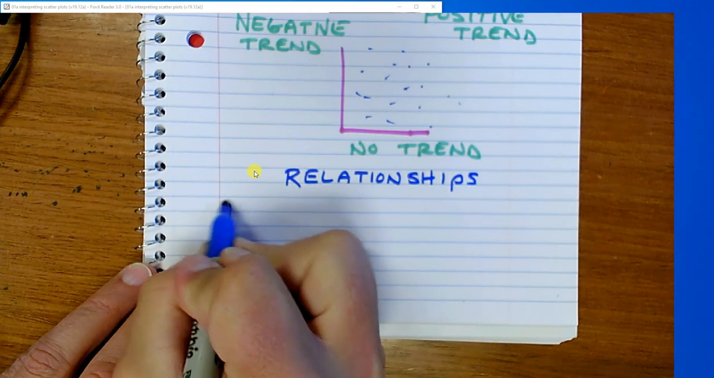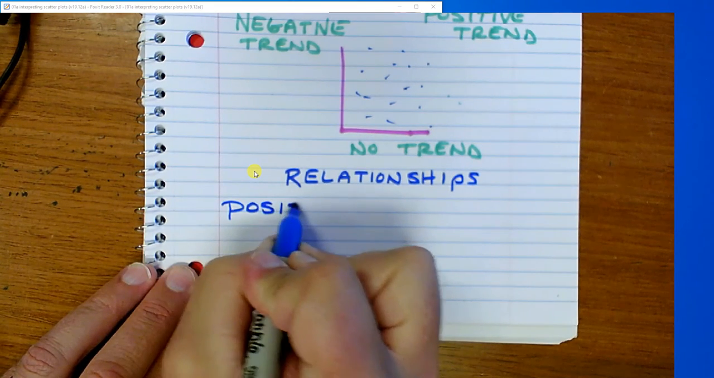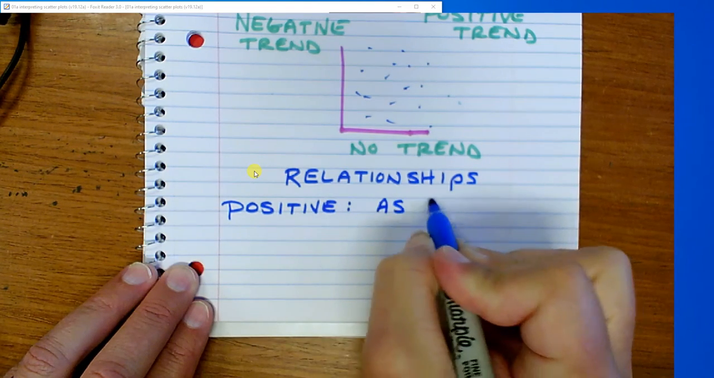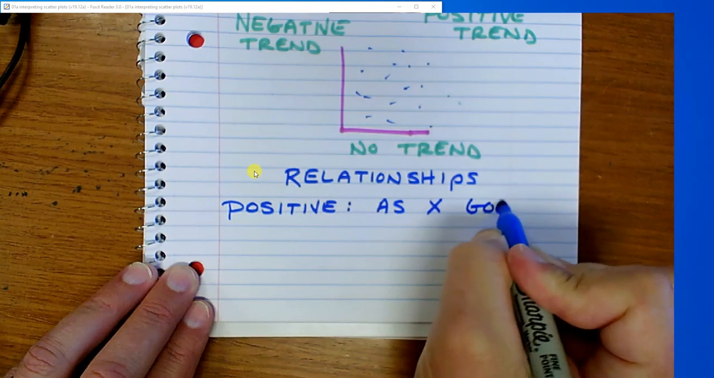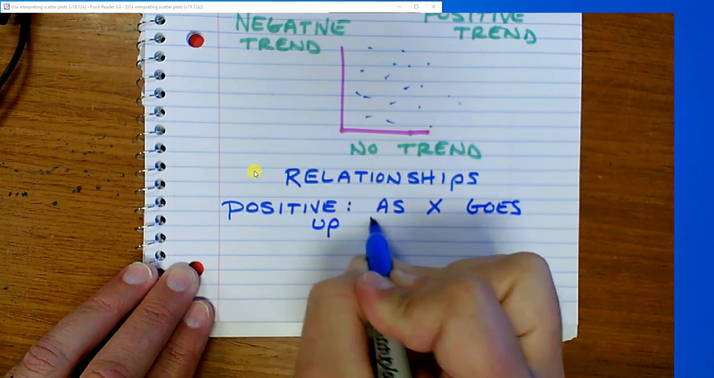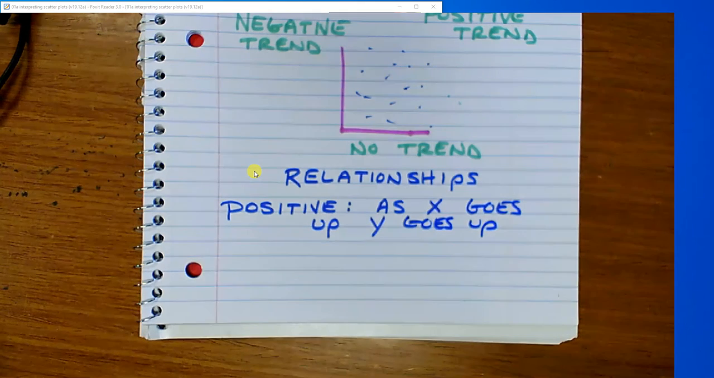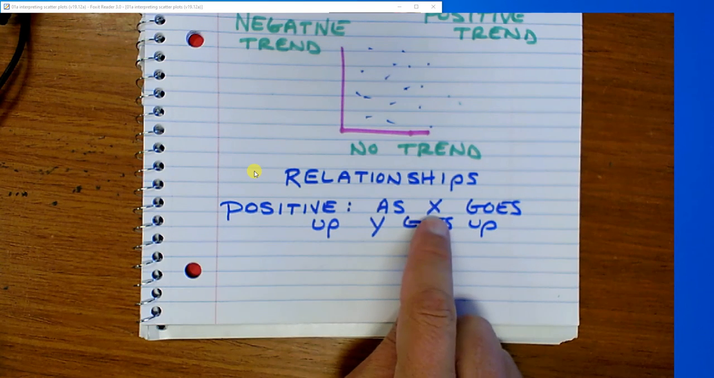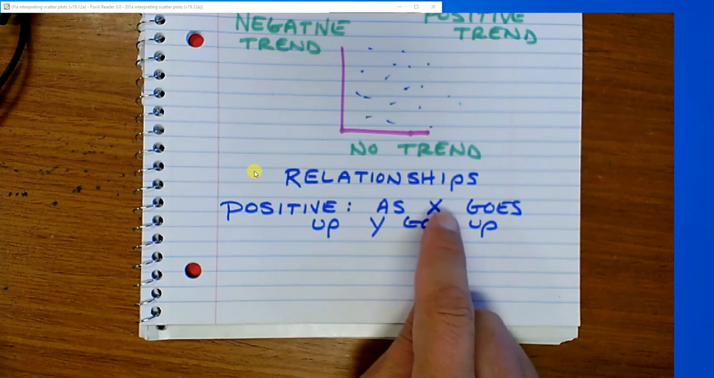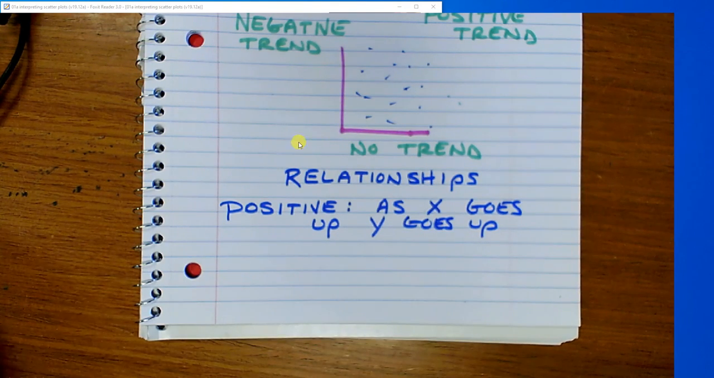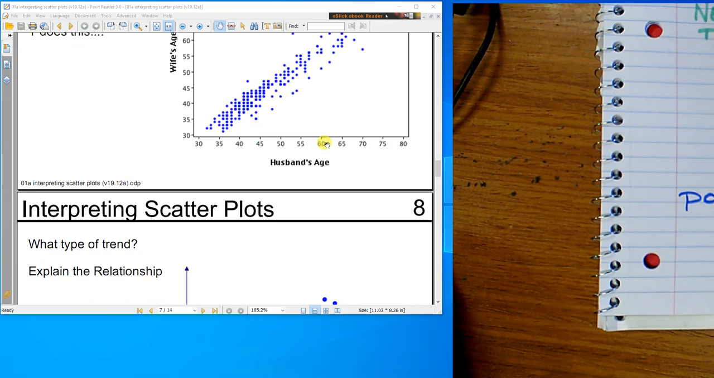So for positive, as x goes up, y goes up. And if it's not x and y, we just replace x and y with whatever it is. As time goes up, grade goes up. As husband's age goes up, wife's age goes up. That's a positive trend.